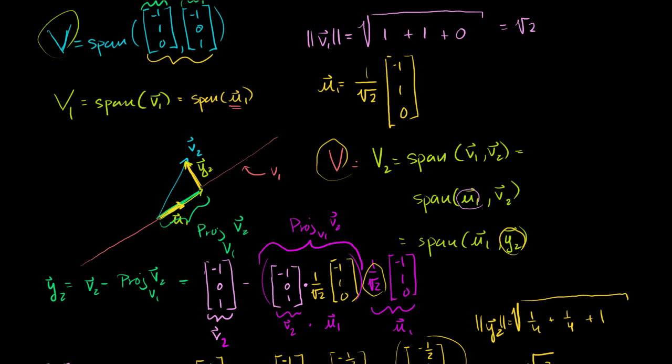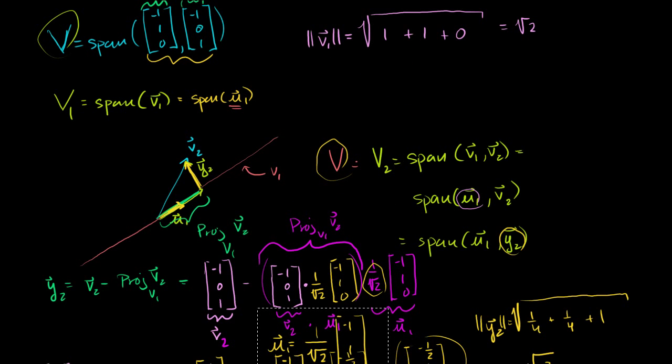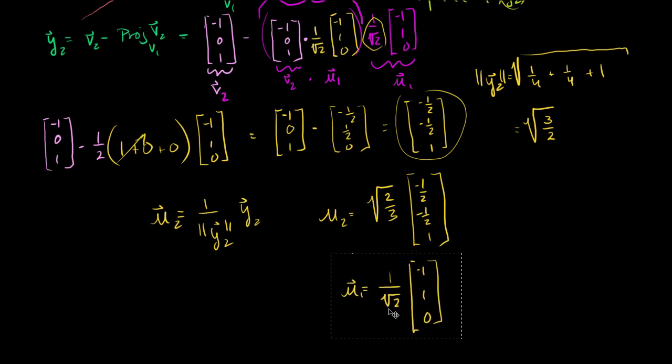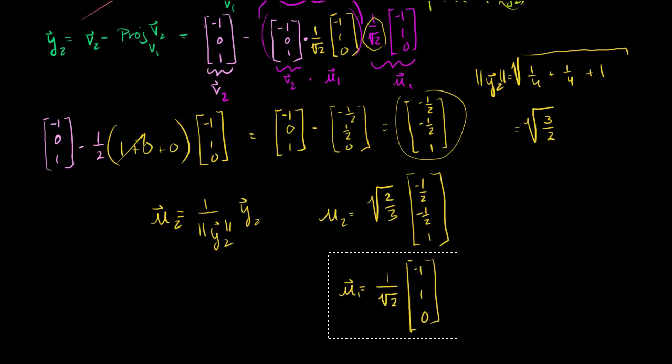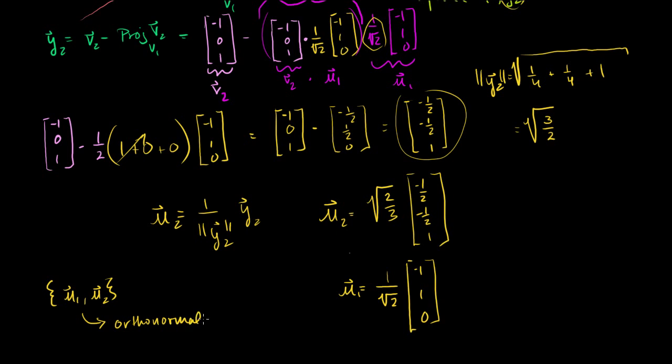I think I can just move it down. So I found u1 right here. We now have two vectors that are orthogonal with respect to each other. So if I have the set of u1 and u2, these guys both have length 1. They're orthogonal with respect to each other, and they span V. So this is an orthonormal basis for the plane that we started this video out with, for V. And we're done. We have done the Gram-Schmidt process. These are our new orthonormal basis vectors.